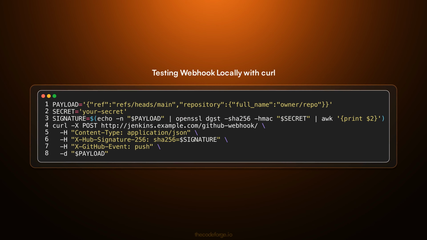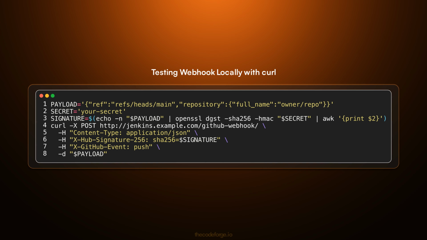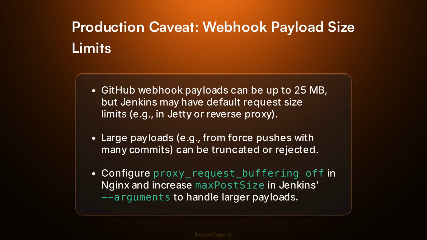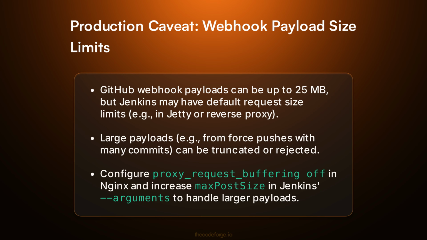To simulate a GitHub webhook locally for debugging, use curl with a sample payload and the HMAC secret. This helps verify that Jenkins correctly processes the webhook and triggers the pipeline without relying on GitHub's delivery. GitHub webhook payloads can be up to 25 MB, but Jenkins may have default request size limits, e.g., in Jetty or reverse proxy. Large payloads, e.g., from force pushes with many commits, can be truncated or rejected. Configure proxy request buffering off in Nginx and increase max form size in Jenkins arguments to handle larger payloads.